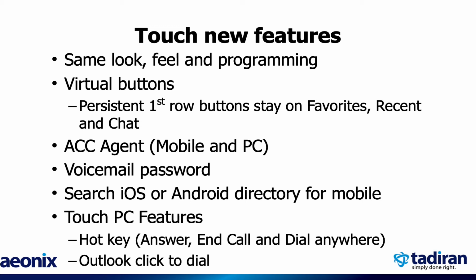The new features for Touch version 6.1 include virtual buttons on a 5x5 grid, or 25 programmable buttons, that allow the user to program speed dial numbers, busy lamp buttons, and ACC agent login and release buttons. The first row of these buttons, defined in the grid, are called persistent buttons. They are shown in other touch user screens such as favorites, recent calls, and chat.